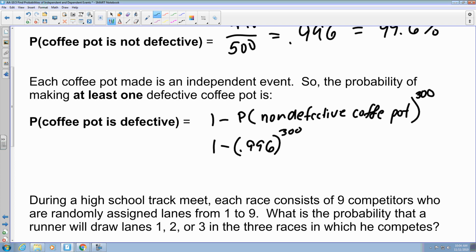So 0.996 raised to the 300th power, I get about 0.3. So 1 minus 0.3 gets us 0.7. So there is a 70% chance of at least one of the coffee pots being defective.